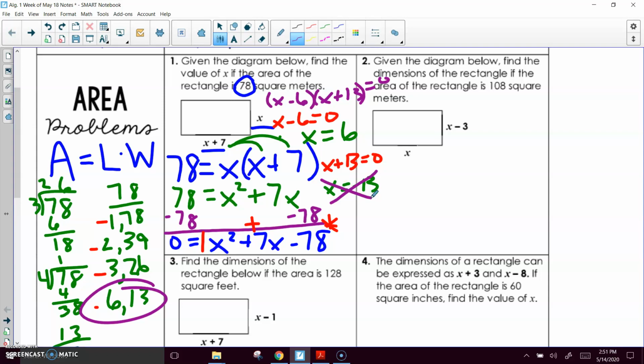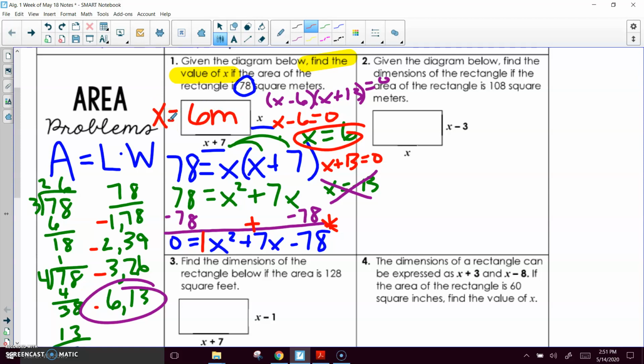I'm going to read back through the directions quick because these change on each of the problems. It says find the value of x. Sometimes they're going to ask for dimensions, but in this case they want the value of x. So the only possibility is 6, and our unit here is meters. So x equals 6 meters.